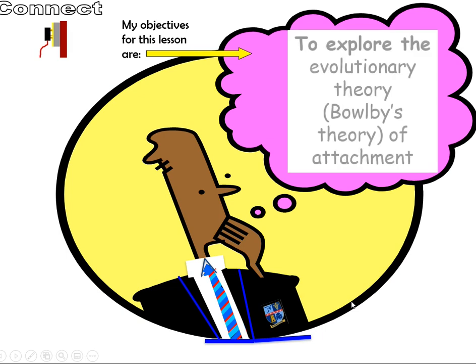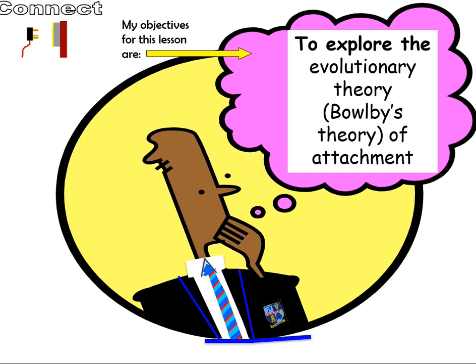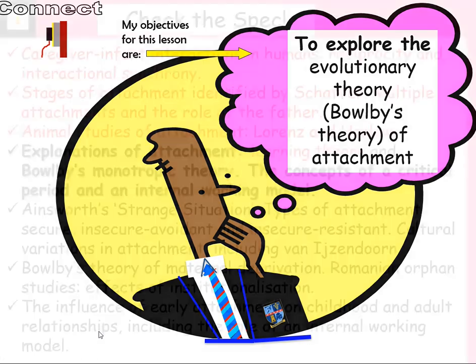So the objectives for this lesson are to explore the evolutionary theory of attachment, and it's often called Bowlby's theory of attachment, and I'll make it clear that sometimes it can be worded in a slightly different way. So when I see you in person, I'll talk about how it could be worded by AQA and what sort of things you need to look for to choose the right theory.